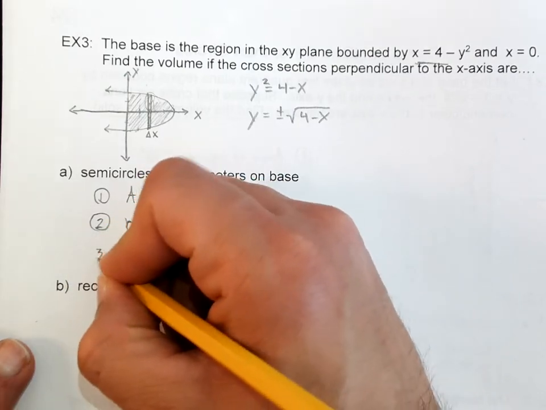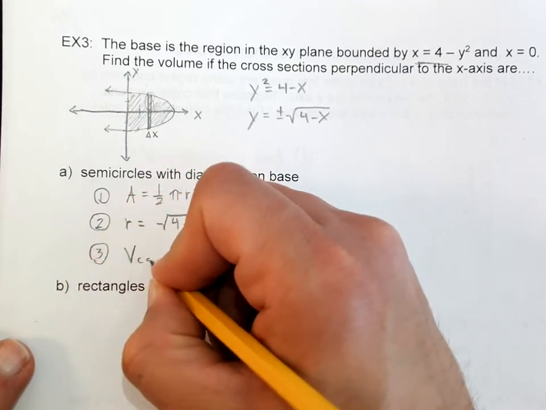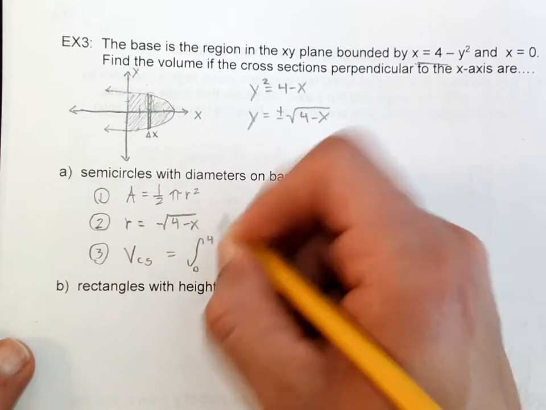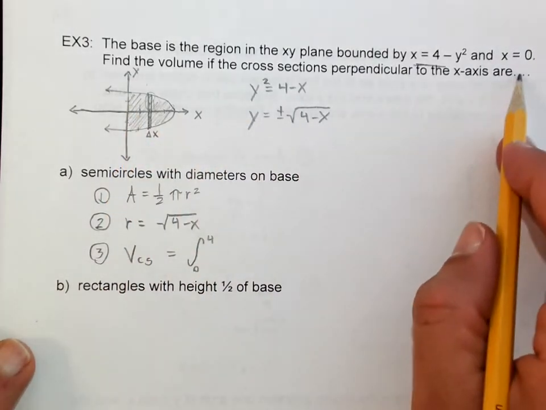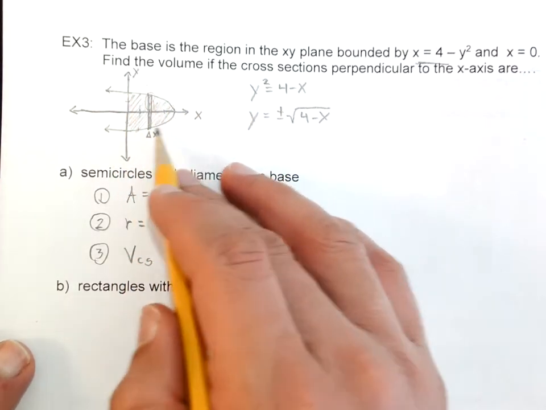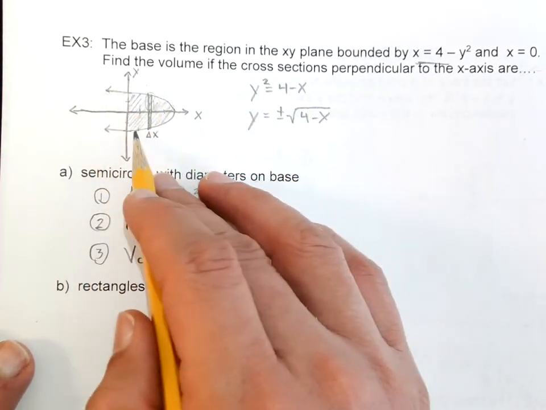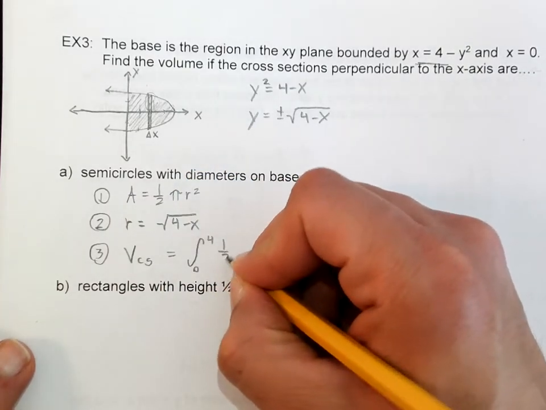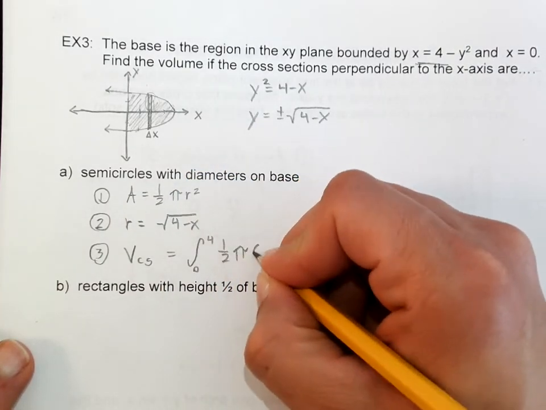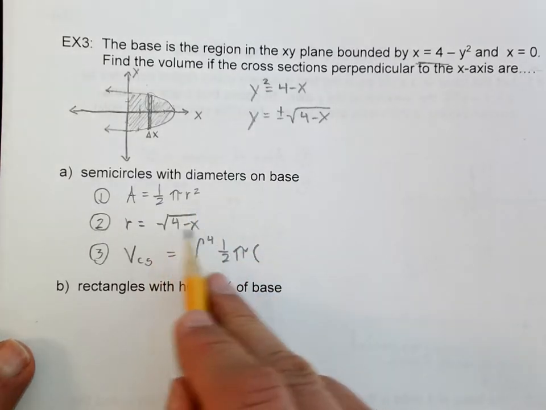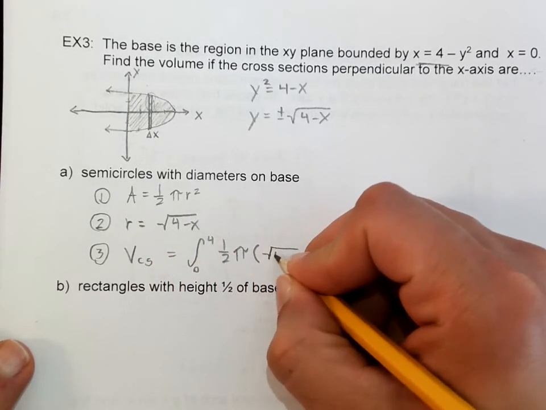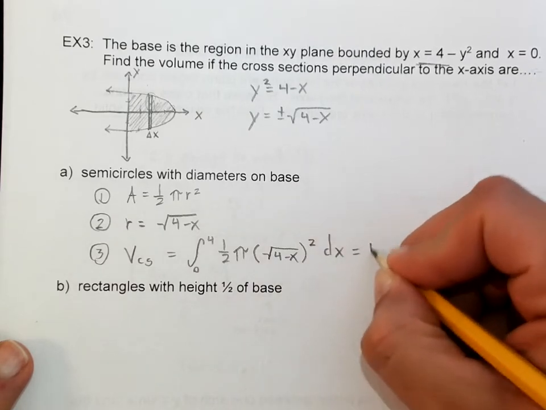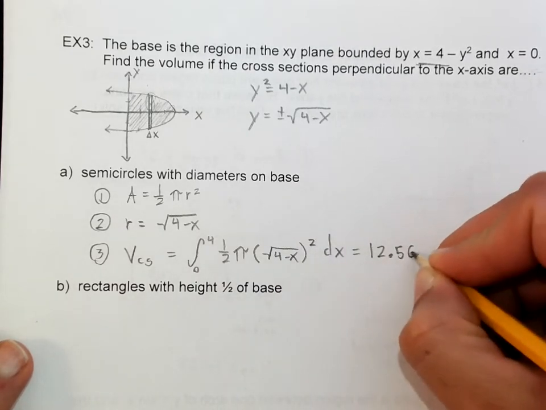And then finally, I would have to find the volume of the cross section. So I'm going to go between 0 and 4. Again, it's 0 because x is 0, and 4 is just because that's where it crosses right here. So we have 1/2 pi, and instead of the radius, I'm going to plug this in: the square root of 4 minus x, squared, dx. When you plug that in your calculator, you get 12.566.